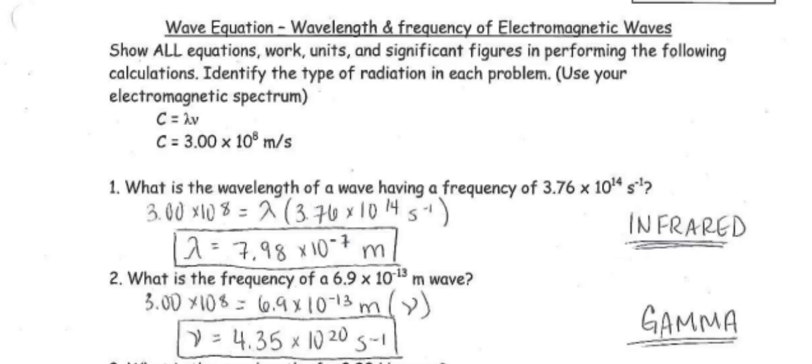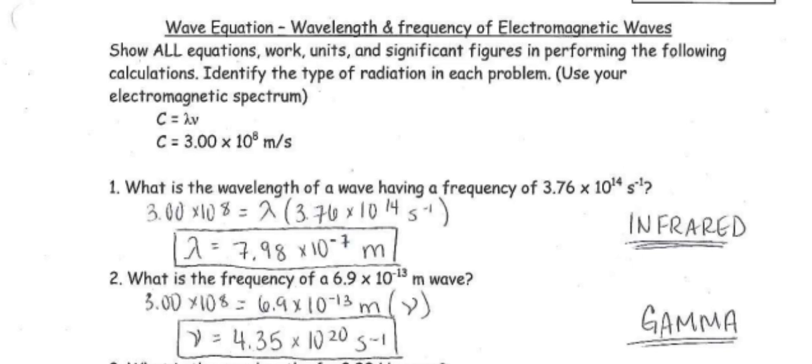So let's begin the problem solving. Number 1 is, what is the wavelength of a wave having a frequency of 3.76 times 10 to the power of 14 s negative 1? So our formula is c equals wavelength times frequency.